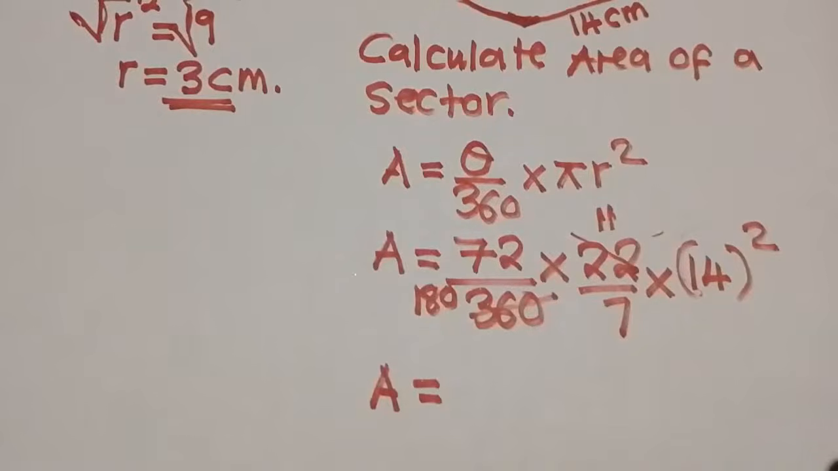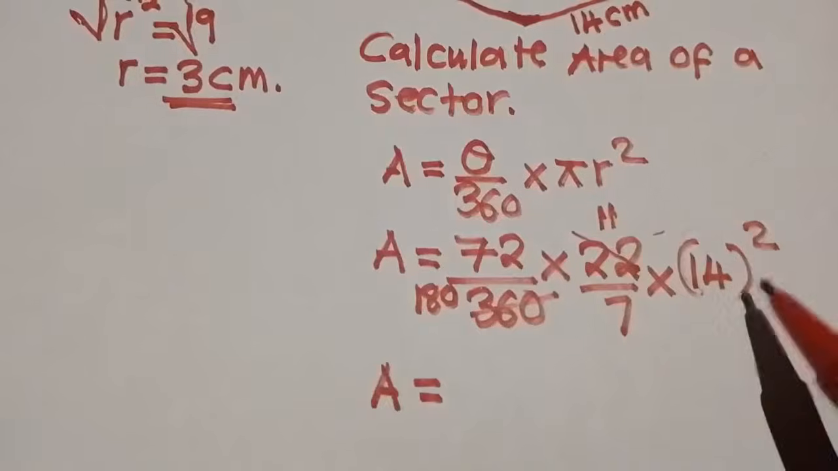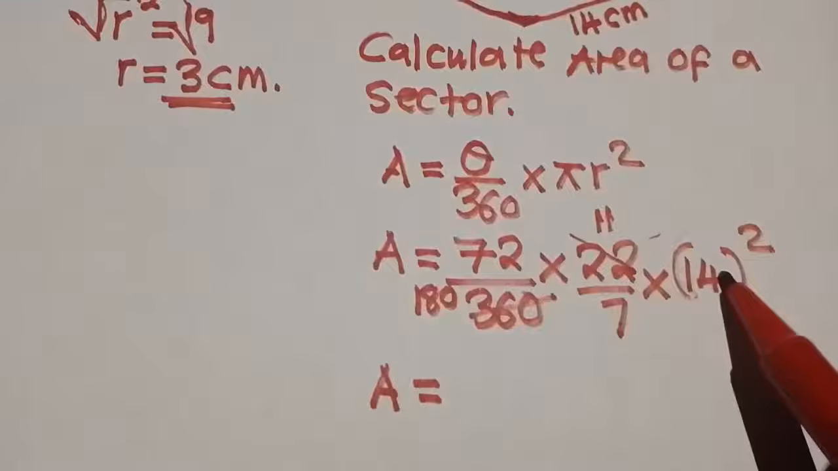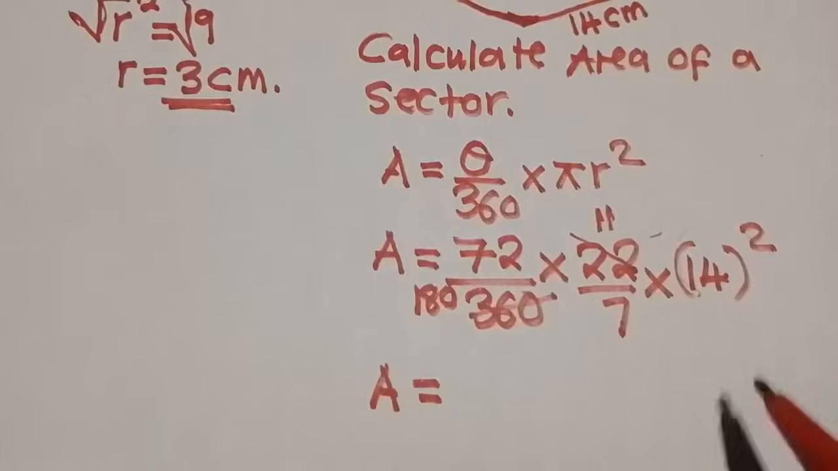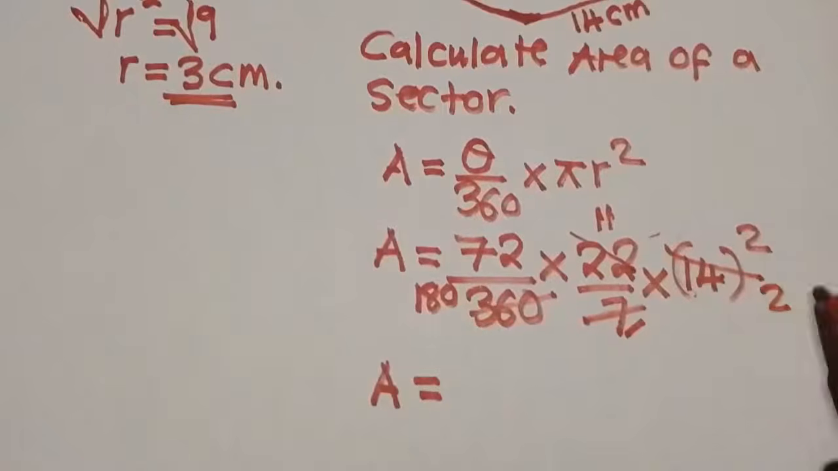So 14 times 14, what am I getting? I'm getting 196. Have you seen? So here there is 196. 196 divided by 7, or 7 into 196. What are you getting? You are getting 28. So 7 cancelled, and there it is 28.